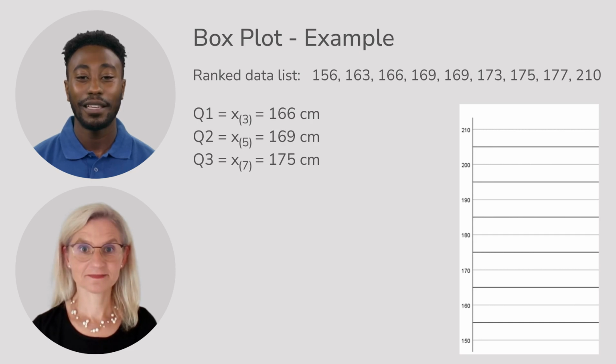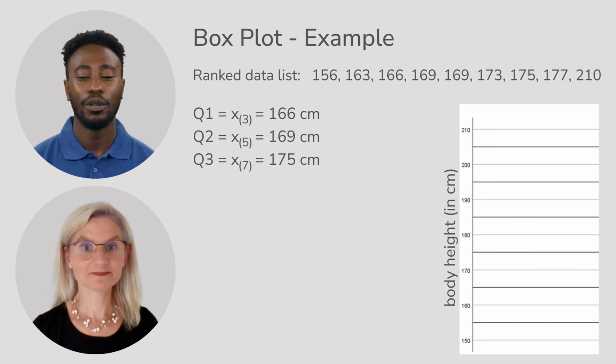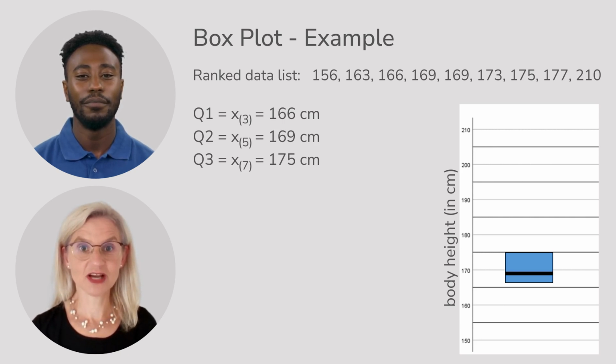Got it. And in the box plot, the y-axis will show height in centimeters. Correct. Now we can draw the box. The bottom edge at 166 centimeters, the top edge at 175 centimeters, and the median line inside at 169 centimeters. What about those lines, the whiskers?